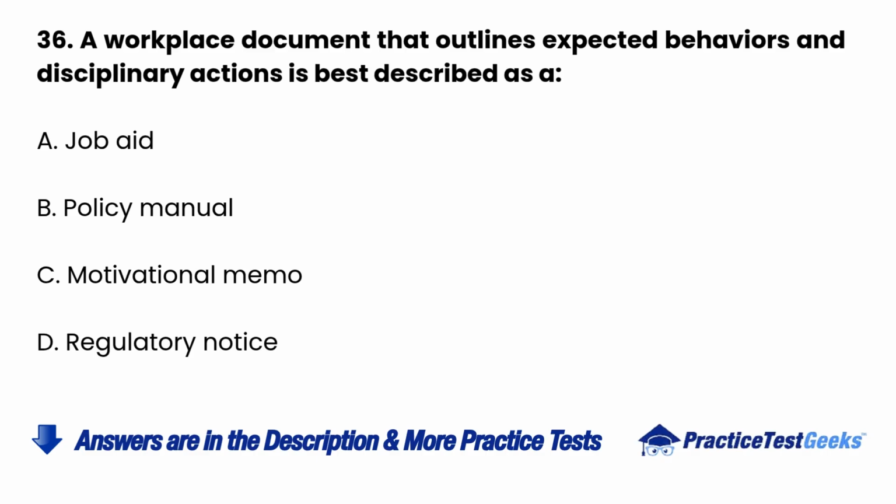36. A workplace document that outlines expected behaviors and disciplinary actions is best described as: A. Job aid. B. Policy manual. C. Motivational memo. D. Regulatory notice.